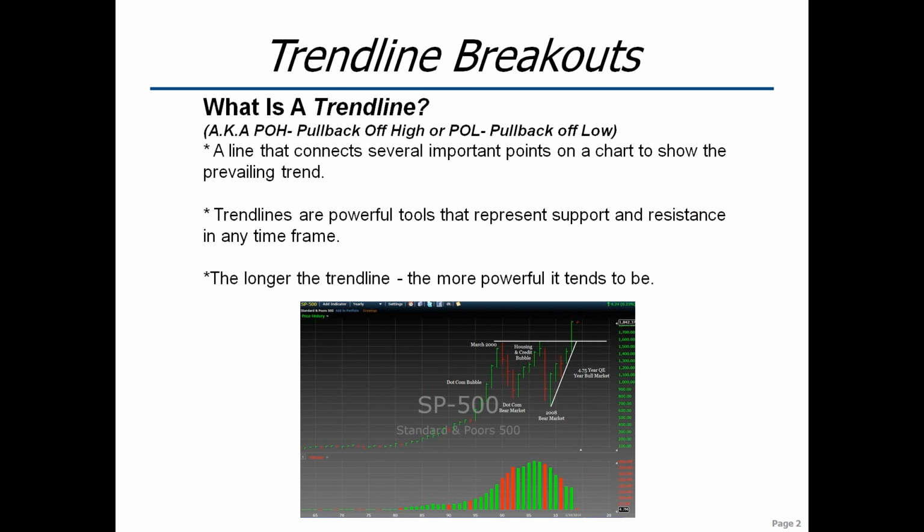So let's talk about trend lines, also known as pullback off highs in a stage 2 or pullback off the low in a stage 4. Now, an uptrend is stage 2 and stage 4 is a downtrend. So what is a trend line? A trend line is when you connect several important points on a chart, and that shows you the prevailing trend.